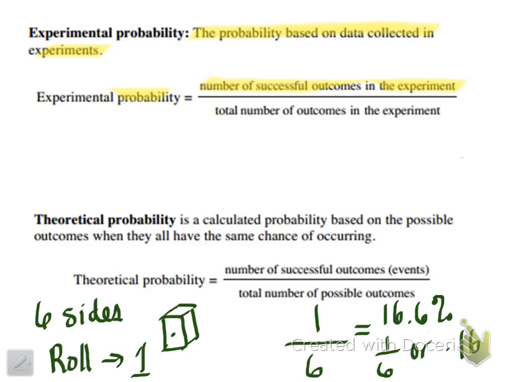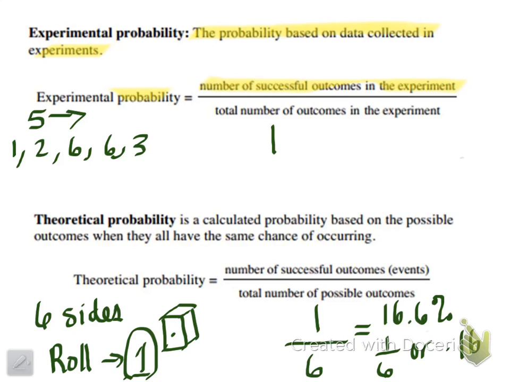However, if I were to go and do the experimental probability, and I said, okay, I'm going to roll 5 times, and I rolled a 1, I rolled a 2, I rolled a 6, I rolled a 6, and I rolled a 3. Okay? So I wanted to roll a 1. Now, did I roll a 1? Yes, I rolled a 1. That was my number of successful outcomes in the experiment. I rolled 1, 1. What's the total number of outcomes in the experiment?